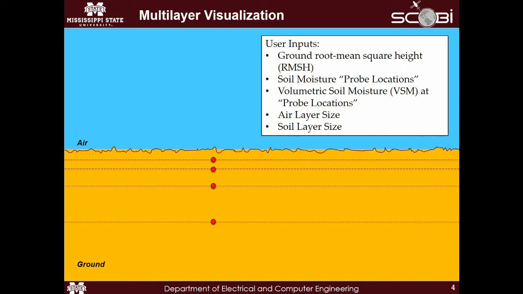So here are the inputs that you need to consider if you're thinking about a multi-layer problem or a root zone problem. First off, we're listing the root mean square height of your soil surface, and that's represented by this squiggly line right here. That represents the roughness at the top of your soil moisture profile layer. Next up, we have the soil moisture probe locations. By that I mean we're setting up points within the soil moisture profile that function as probes, because each of these points is going to have a volumetric soil moisture value at that location within the profile.